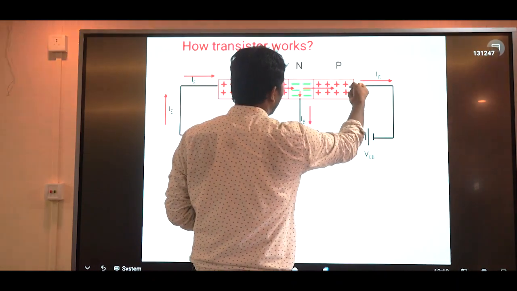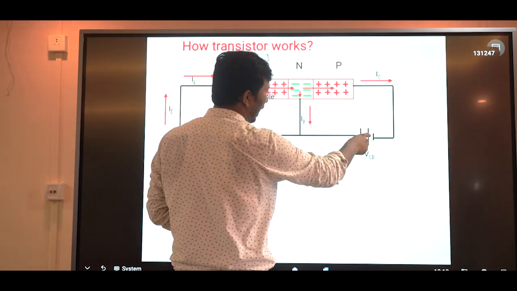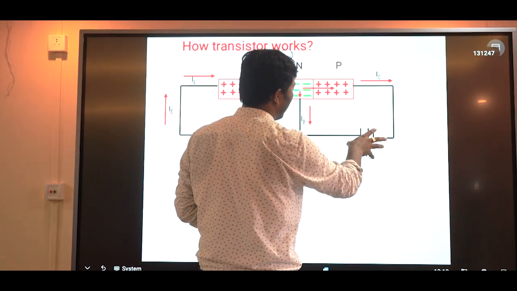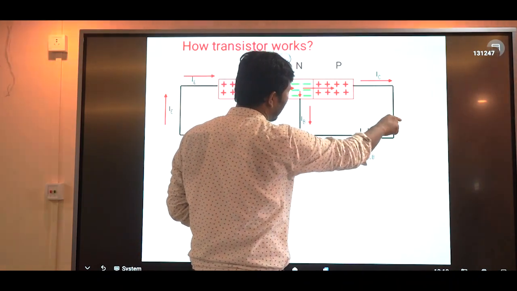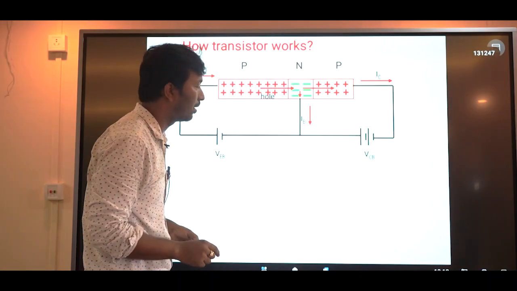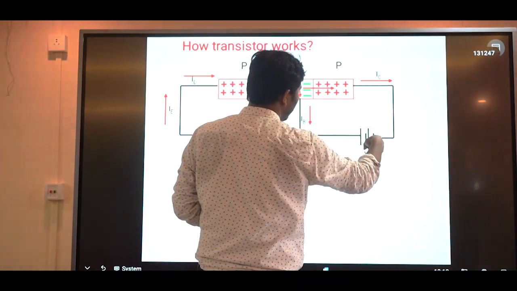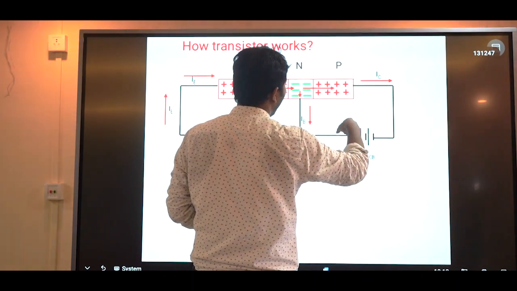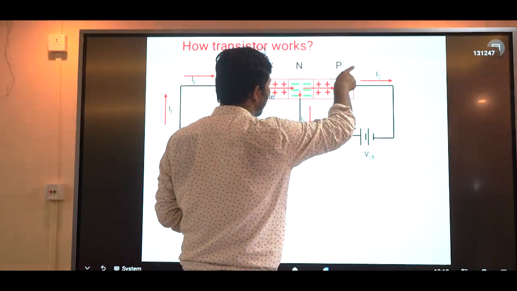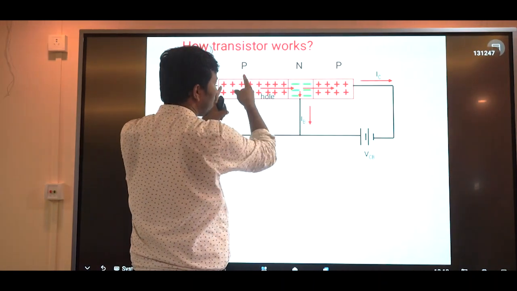To pull out majority carriers from this terminal to the outside, we will have to connect this output configuration in reverse bias. That means this positive terminal will be connected to the negative terminal of this battery. So this negative terminal will pull electrons. This negative terminal will pull holes from this collector terminal, and so the configuration will be like this. This positive terminal will push holes, and we will get hole current.